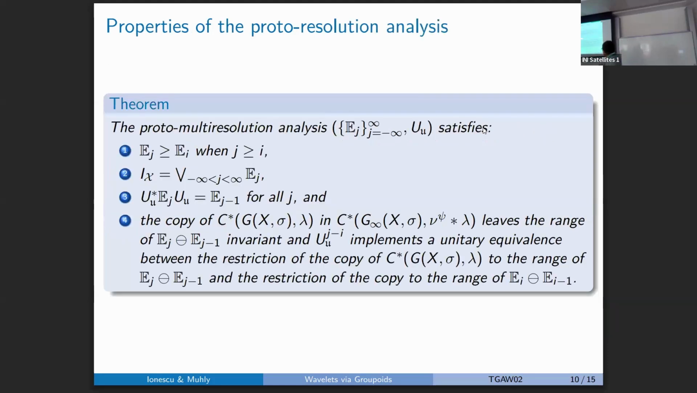So the sequence of projections is an increasing sequence. They fill up the whole C*-correspondence. The unitary moves the things around. So again, these are properties very much, and the diagonal groupoid interacts with the unitary in a nice way. So pretty much all the properties of the multiresolution analysis, with one notable exception, that we don't know the intersection is zero, and we don't need it because we'll get there when we apply specific representation.